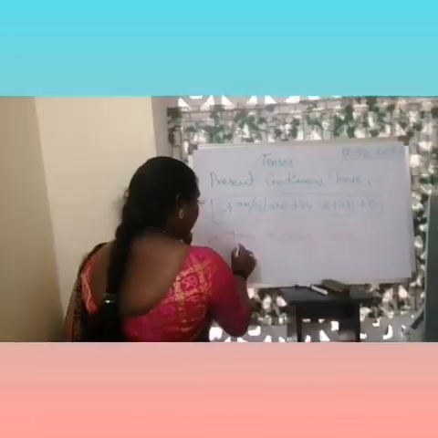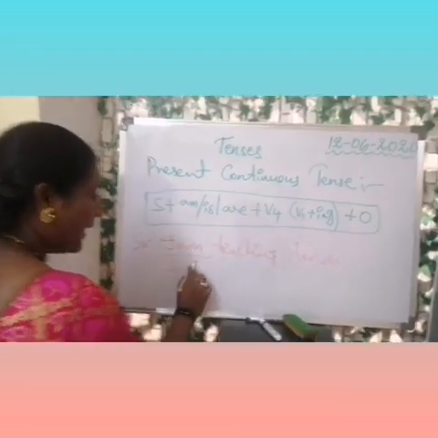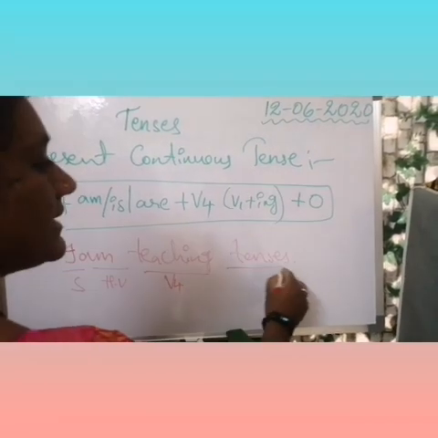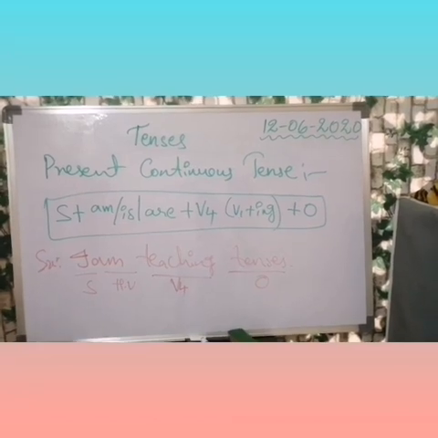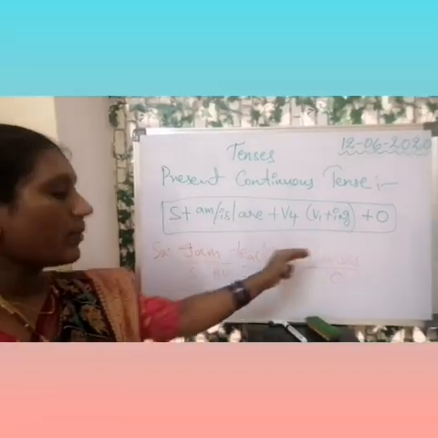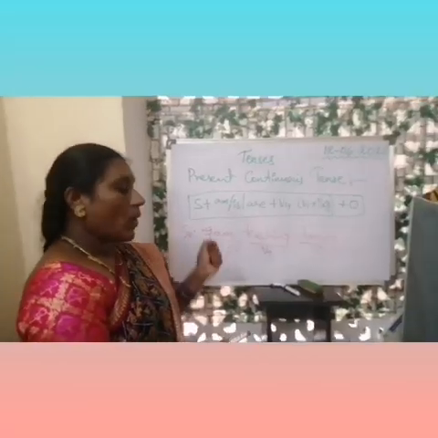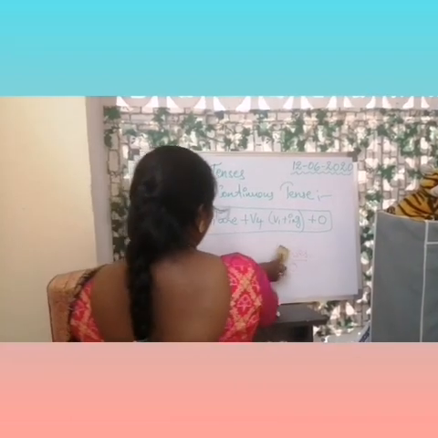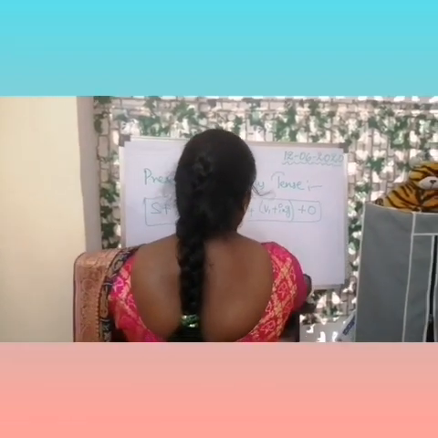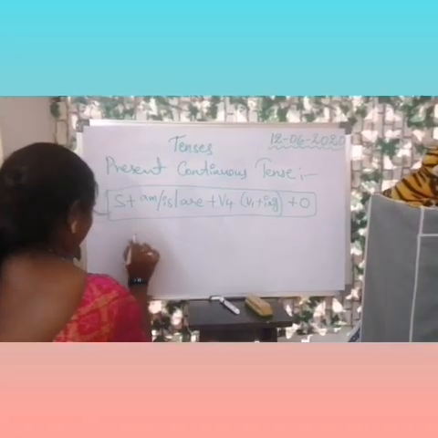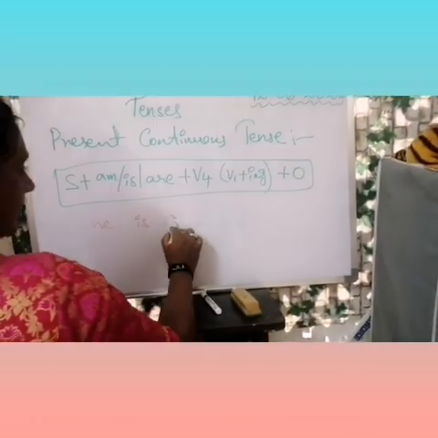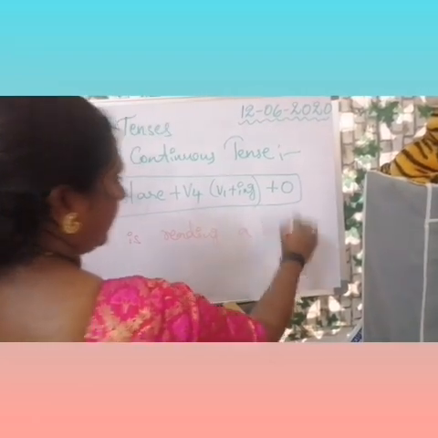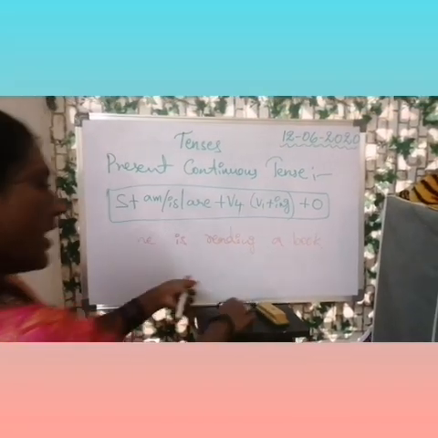Here I is the subject, am is the helping verb, teaching is the verb with ing, and tenses is an object complement. So: subject, helping verb, verb plus ing, and object. We can recall some more examples also. For example, she is reading a book.